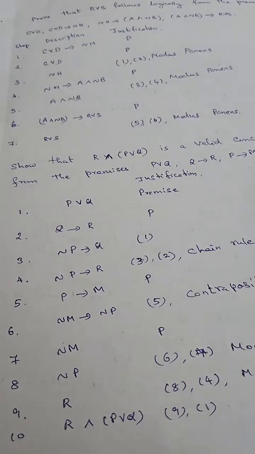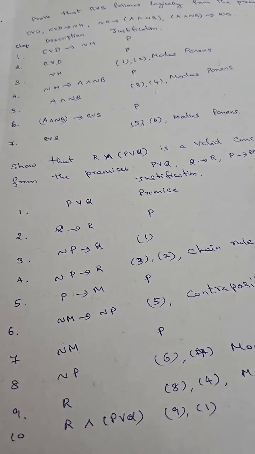Step number 1, P or Q, I am taking. This is a given premise. Step number 2, Q to R. This is again a given premise. And then step number 1 can be rewritten as negation P to Q, which is an equivalence.